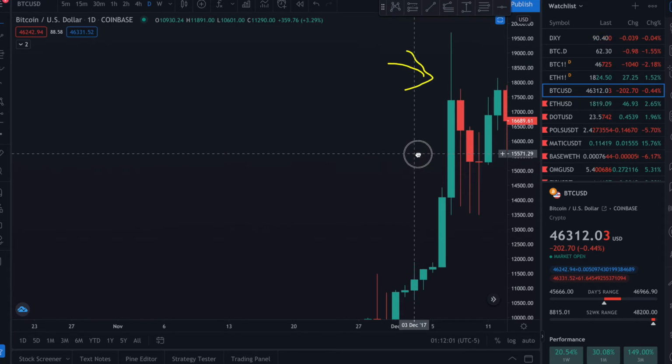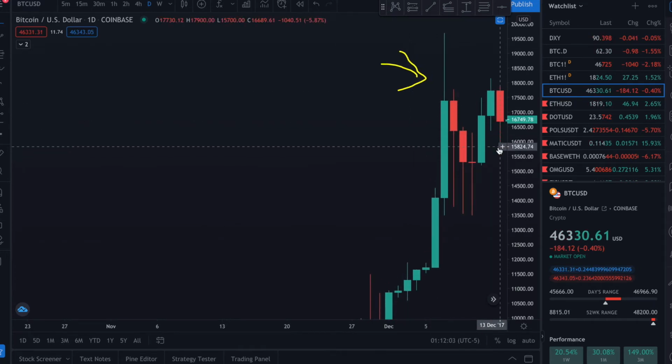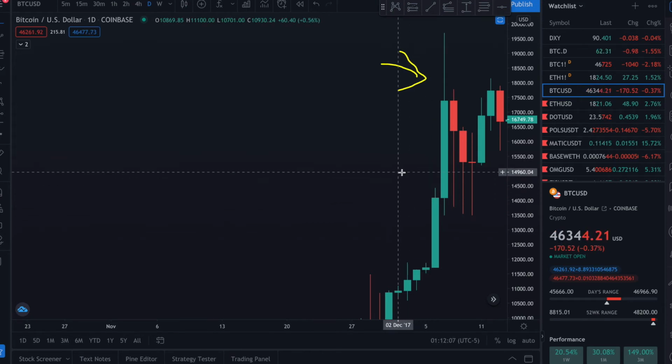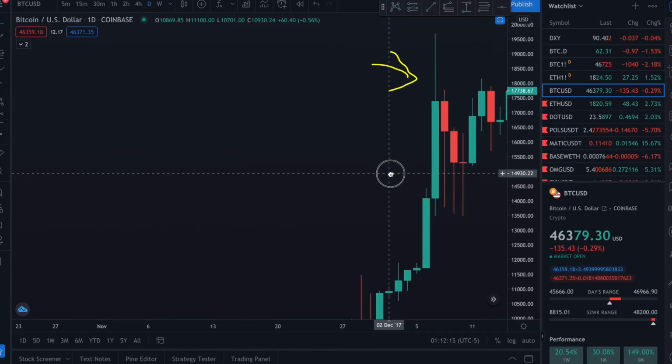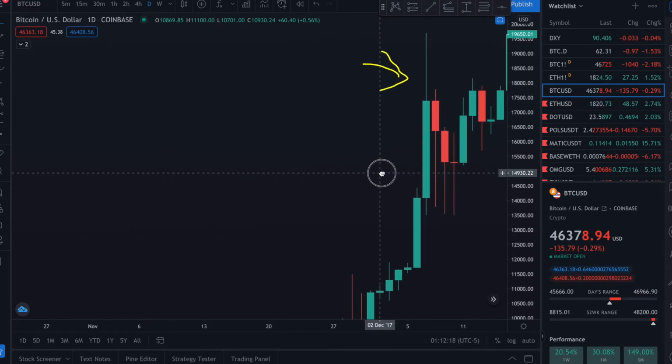You see two green days. You have a red day. You still have another red wick there. So it's showing you that price still wants to move in a bullish trend. But right now, today, the bears have it. It's a little indecision there. We open up green.